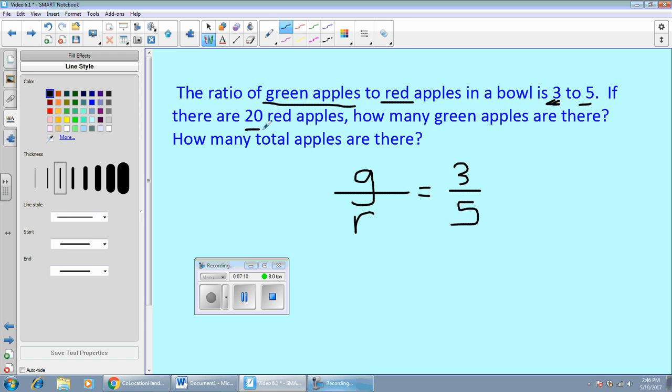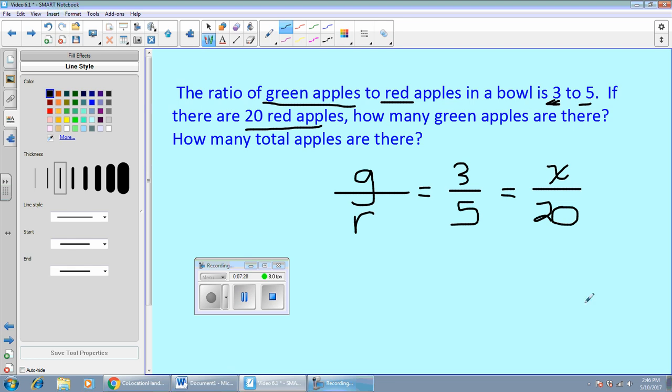If there are 20 red, so I'm going to make an equivalent fraction, and if red is in the denominator, I'm going to put the 20 in the denominator. I need to see, well, how many green will there be? We can give this a variable of x. So 3 out of 5 is equivalent to what out of 20?